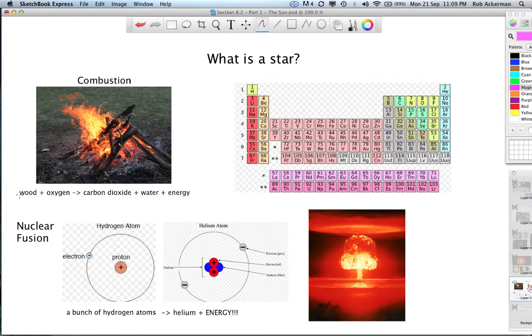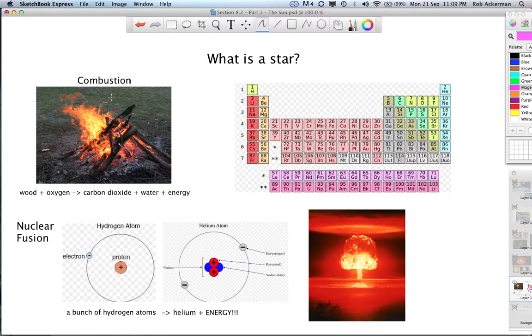This is where, for example, wood, which is carbon and various other elements, plus oxygen in the air, combine in a chemical reaction to form carbon dioxide and water and some energy. It was natural to think that stars maybe were a collection of wood or maybe coal that was burning.